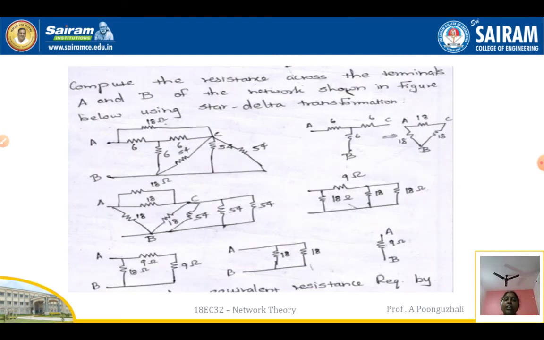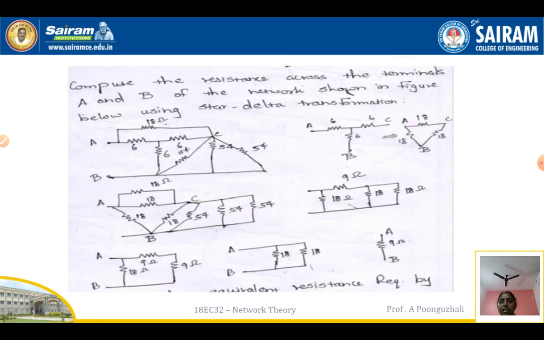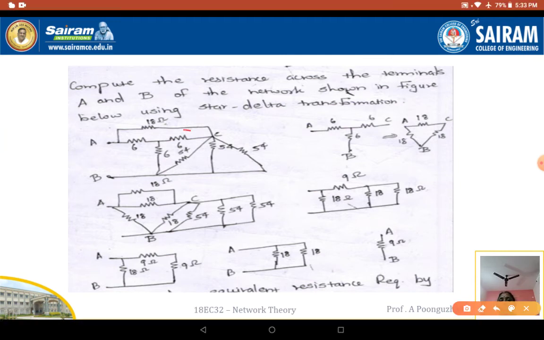Next is compute the resistance across the terminals A and B of the network, which is shown in the figure below, using star to delta. So using the star to delta transformation, here in this case I want to find out across AB. So across AB means I have to simplify it. I cannot take this delta connection because here this one element is going to come. That means I have to take this star connection.